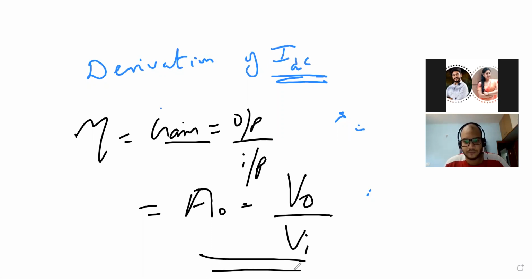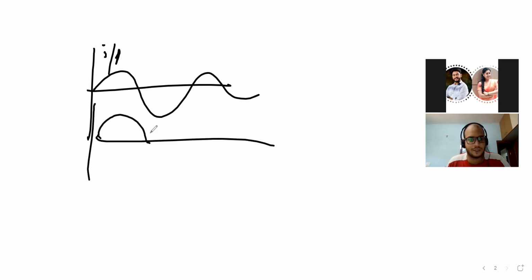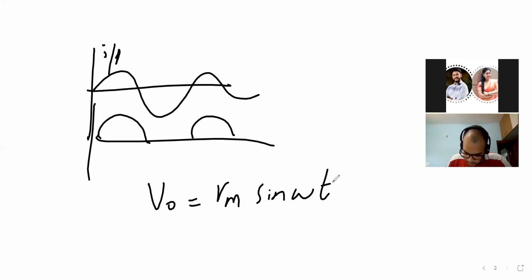So now we have to define what is an output voltage, what is input voltage. So if you take a rectifier here, half wave rectifier, obviously there is a sine wave. This is an input. So output is also a sine wave, zero, negative. The negative half cycle has been cut. So from this actually it will start. So V naught is equal to Vm sin omega t.